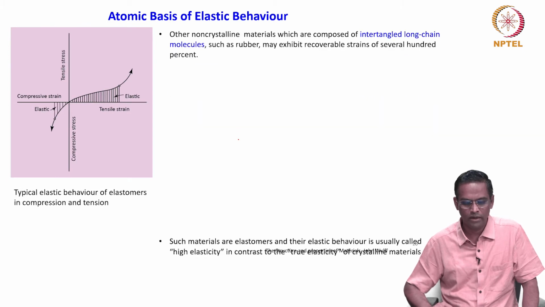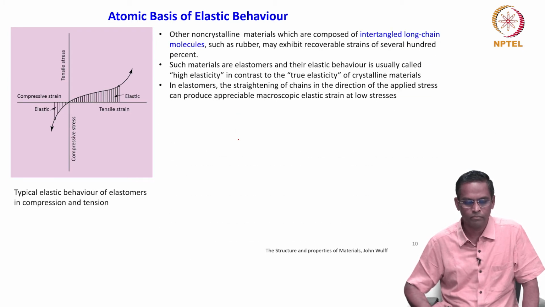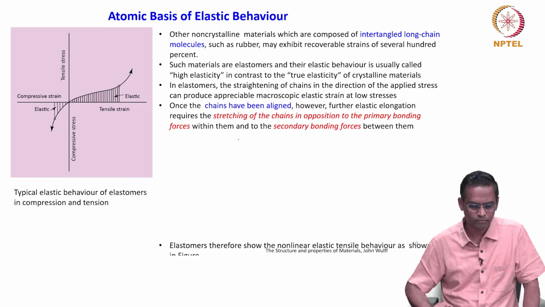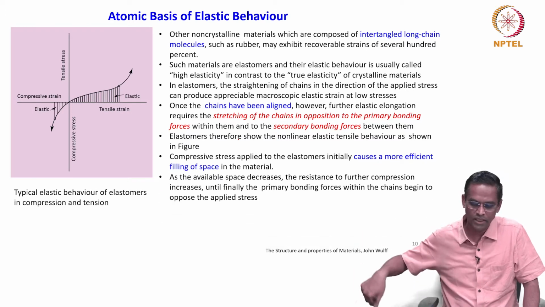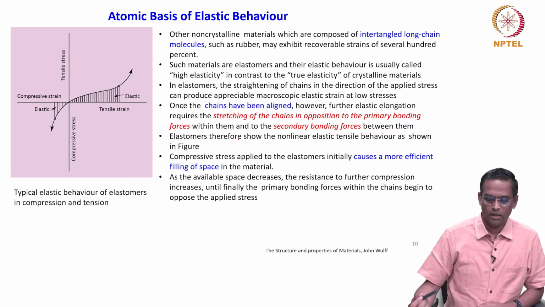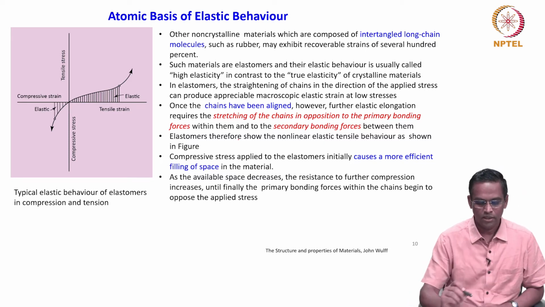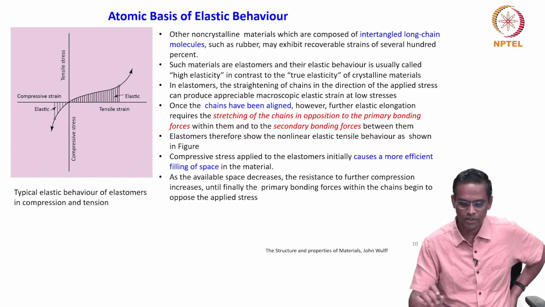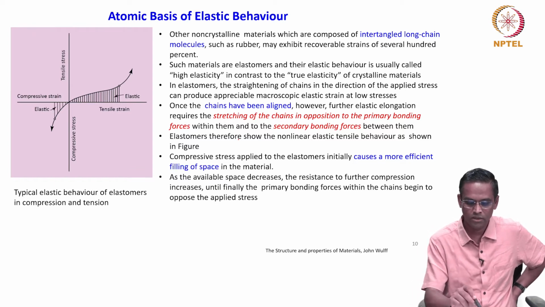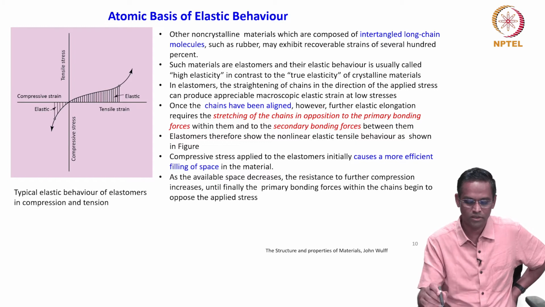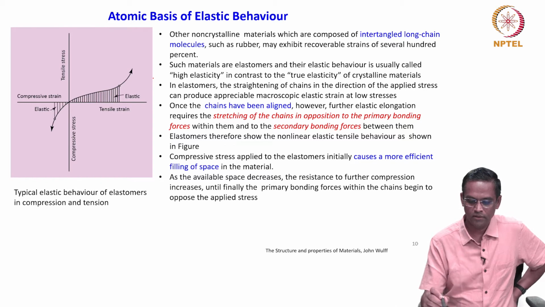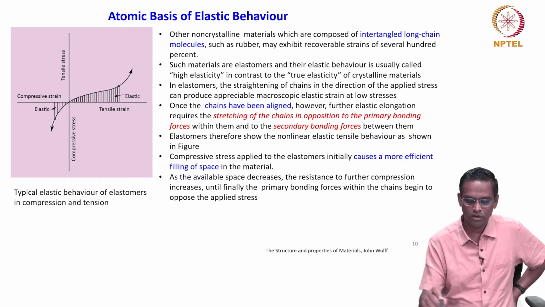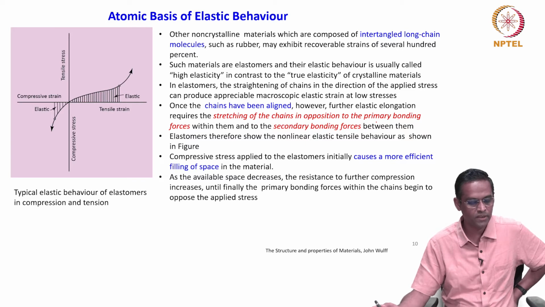So again, we looked at the typical elastic behavior of elastomers, and we have seen that the first physical activity in this tension is alignment of the chains in the direction of the tension force, and then further elastic elongation requires stretching of the chains in opposition to primary bonding forces.